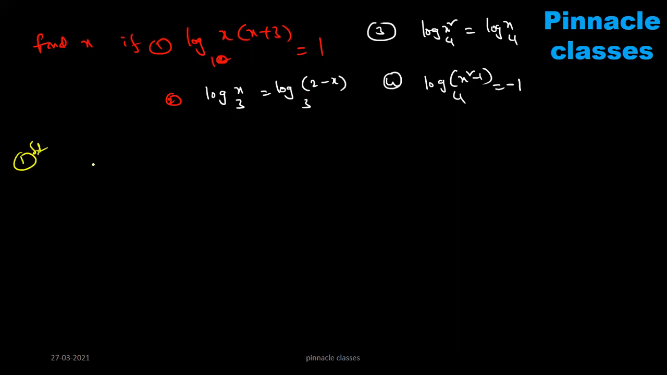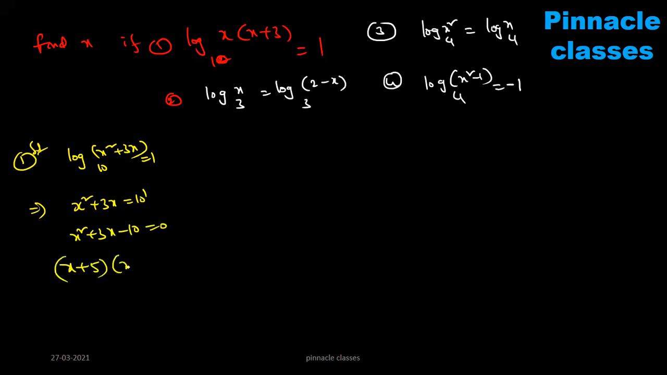So first of all, this is the logarithm form, so what to do? Convert into exponential form. That means x square plus 3x is equal to 10 power 1. So is it possible to factorize? Yes, (x plus 5) into (x minus 2) is equal to 0. x is equal to minus 5 or 2. So in this case, take x is equal to minus 5. Possible?